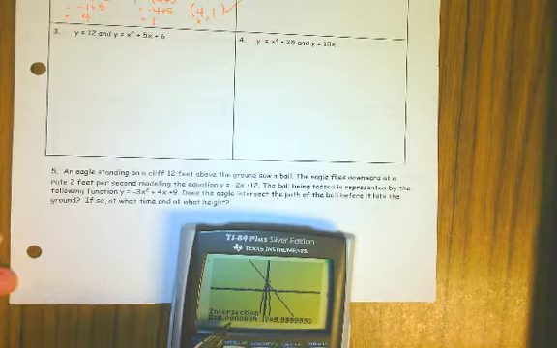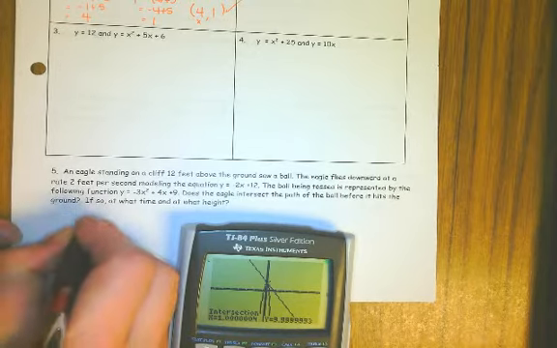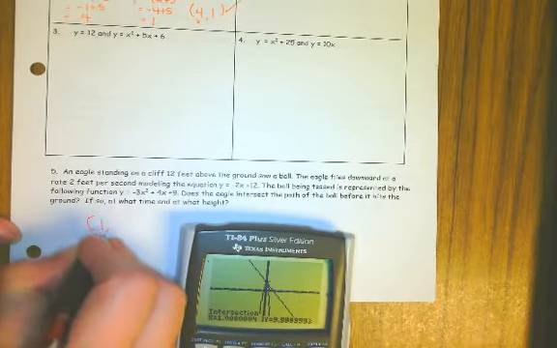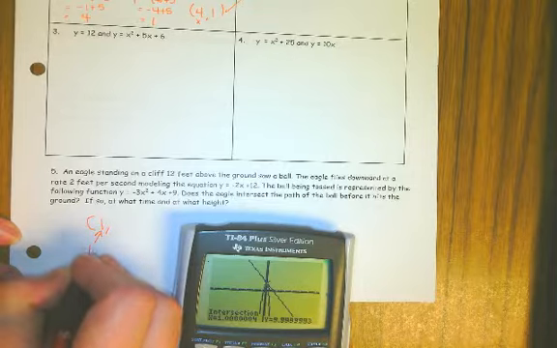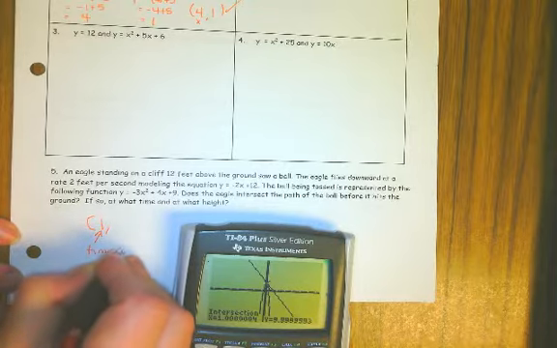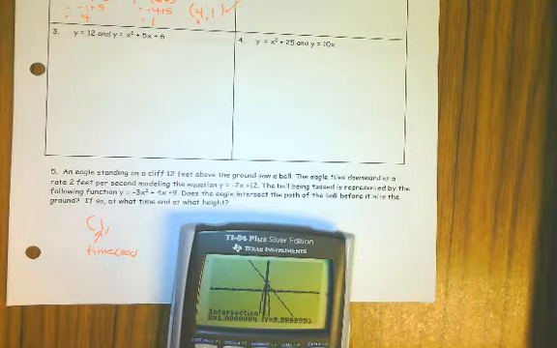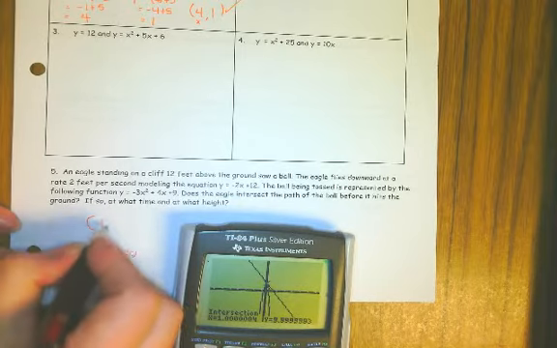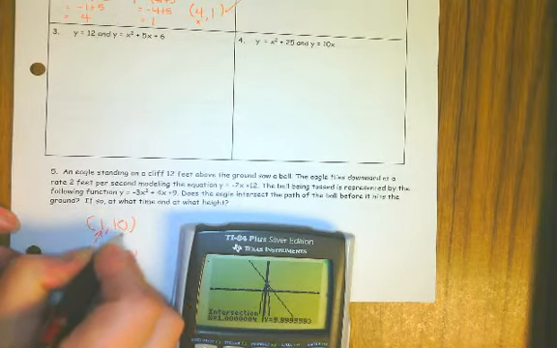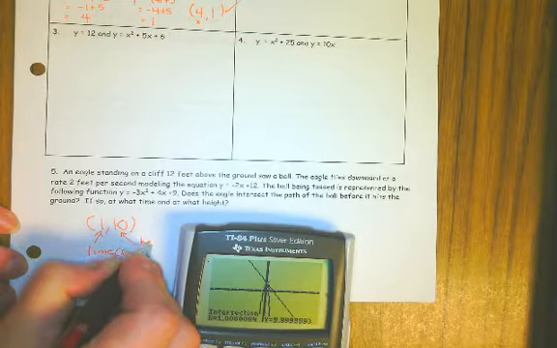So I get, that's going to be 1. So at 1 second, so this is going to be your time. That's in seconds. So 1 second. And he'll catch it at 9.99. Now that's technically 10. So 10. And that will represent your height.